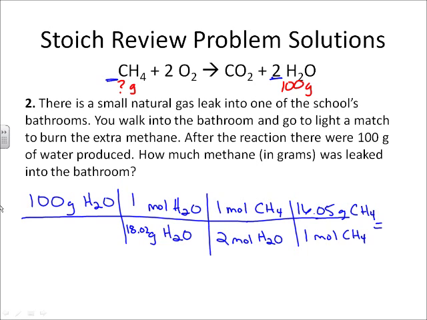So you go ahead, you multiply across the top here, 100 times 1 times 1 times 16.5 divided by 18.2 divided by 2. And at the end, you should find that we had accidentally released 44.53 grams of methane into the bathroom. When you lit the match, you got rid of it. So again, that's just a plain stoichiometry problem.